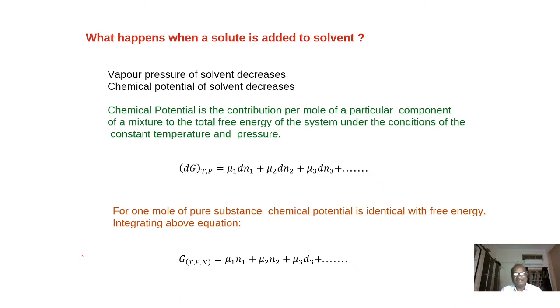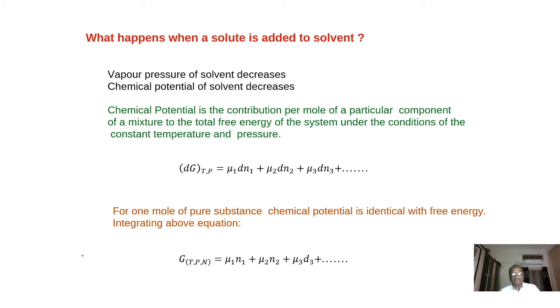So what happens when a solute is added to the solvent? This is what to think. Two things we can observe. One is the vapor pressure of solvent decreases, as we have just discussed. The second one is the chemical potential of solvent also decreases. So when a non-volatile solute is added to solvent, the vapor pressure of the solvent decreases, and the chemical potential of solvent also decreases.